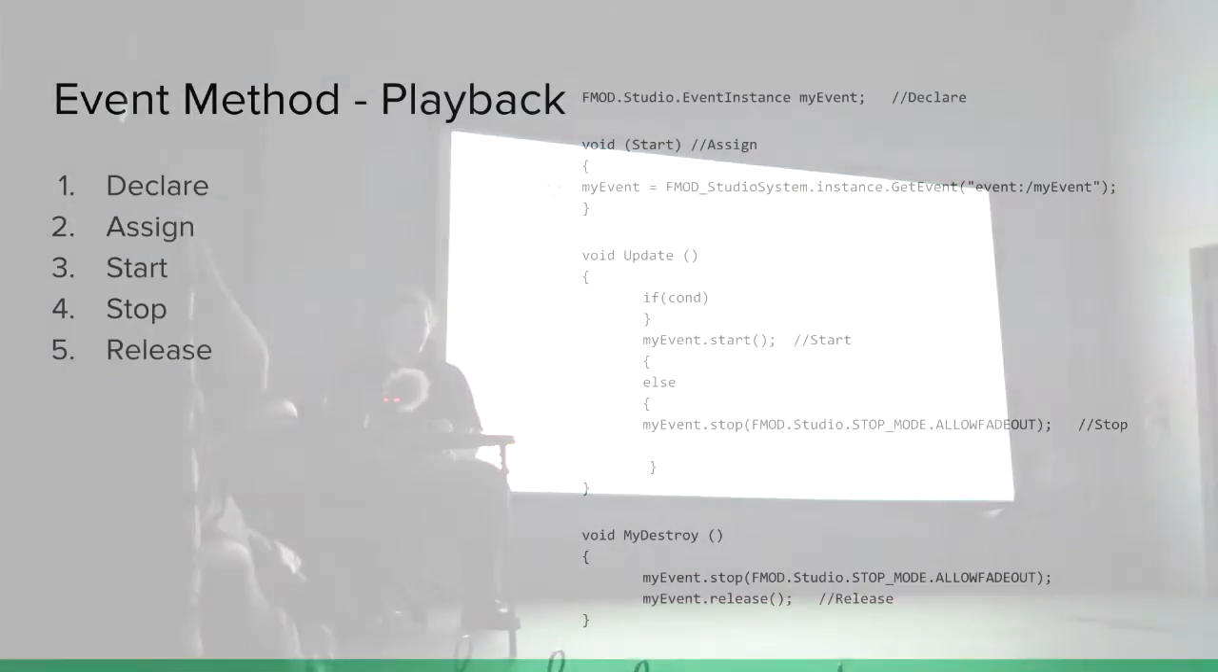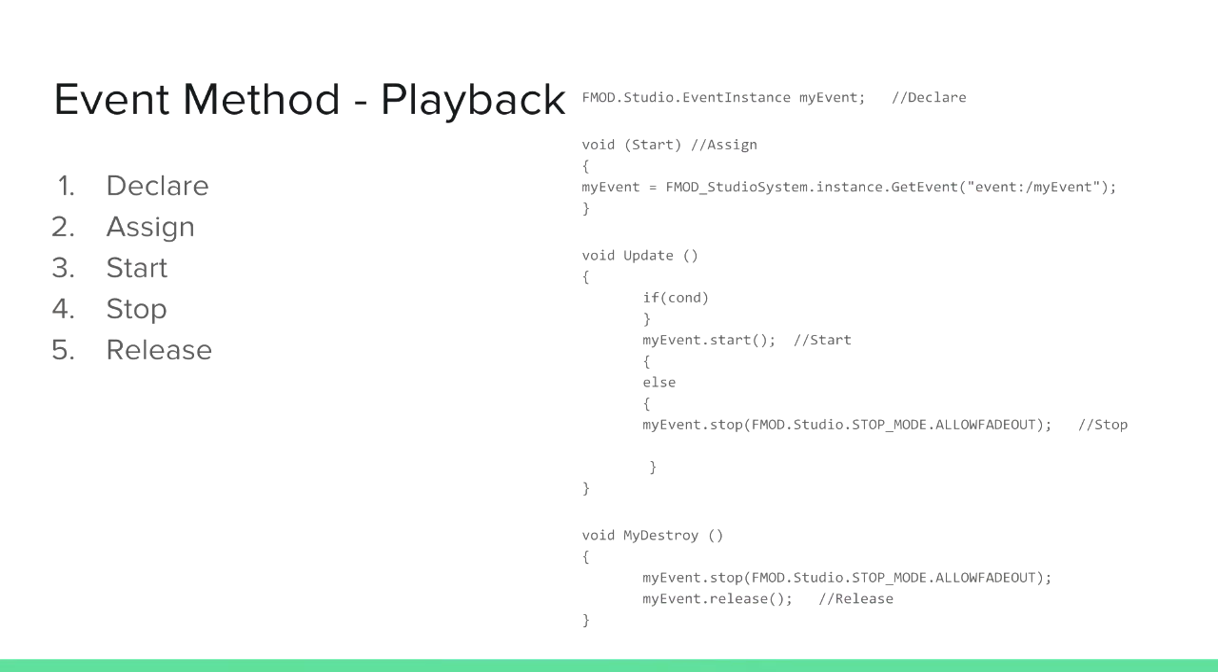Okay, so the event method of playback is a 5-step process. The first step is to declare a type of event instance. So up at the top I have fmod.studio.event_instance myEvent. That variable myEvent is now an event instance, but it is not assigned.